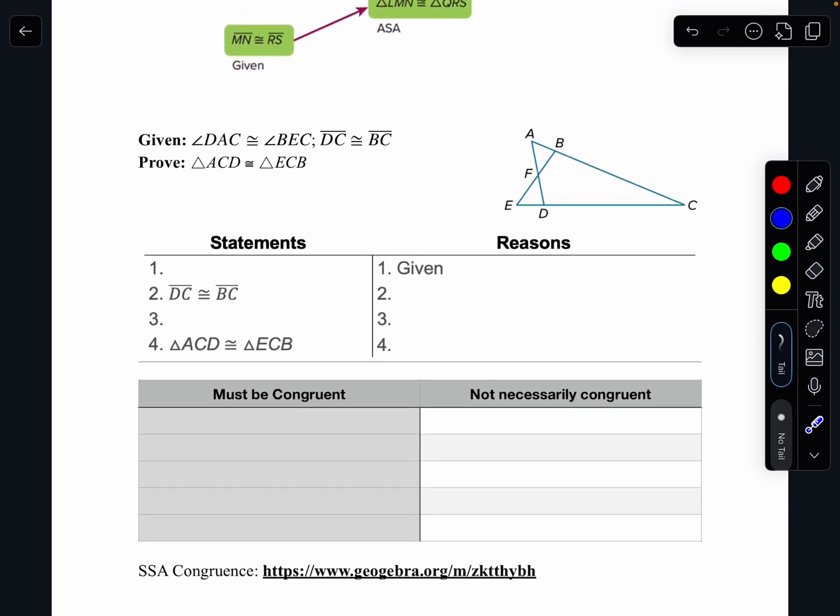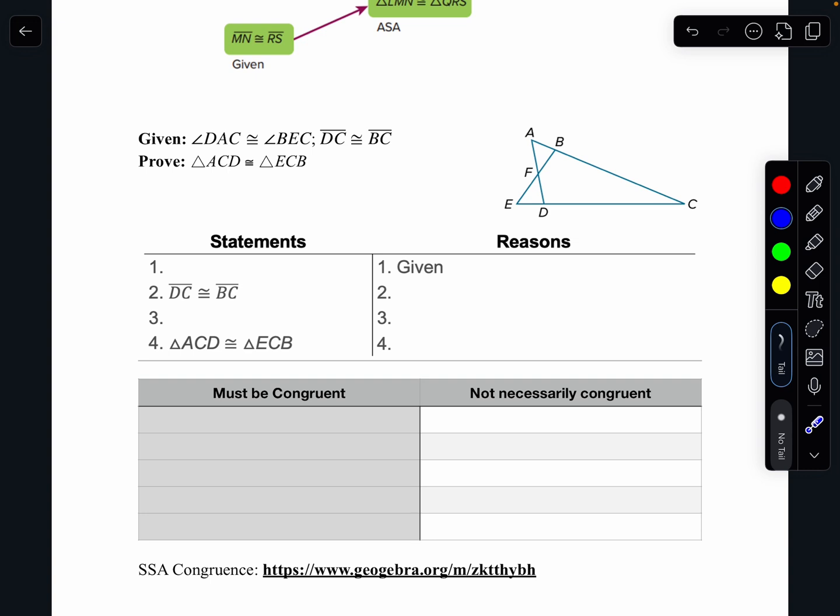Let's do a proof with this. Notice we are given angle DAC is congruent to angle BEC. So I want to mark that. Angle A is congruent to angle E. That's my first given, so that's my statement: angle DAC is congruent to angle BEC.